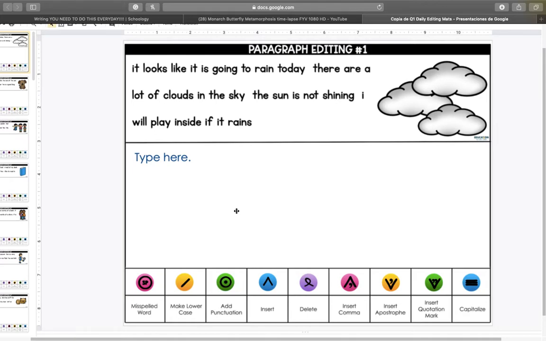Okay, so what we're going to do, I'm going to explain the marks. Okay, and then that way when you do the next paragraph, you know what to do and what they're used for. Okay, so the first one is a misspelled word.